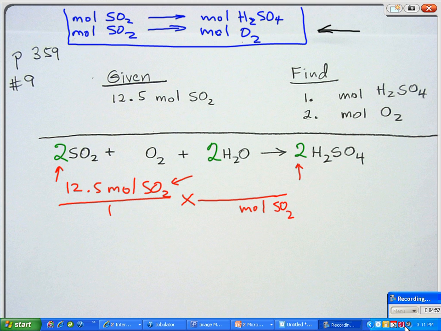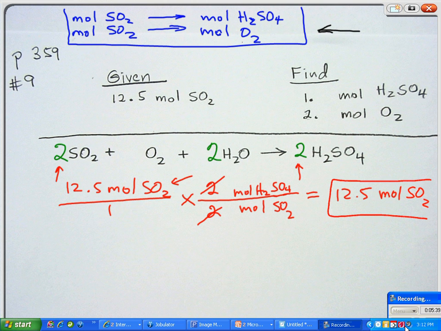And when we get that down there, what are we going to have on top? We're going to have the moles of sulfuric acid, H2SO4, which is what we're asked to find in this second one. And now we take the numbers from the coefficients and we put them down here because that's our mole ratio. So we have just changed to sulfuric acid, and this is going to be really easy because the 2's are going to cross out, and so it's essentially 12.5 moles of sulfuric acid. So that's our first one.